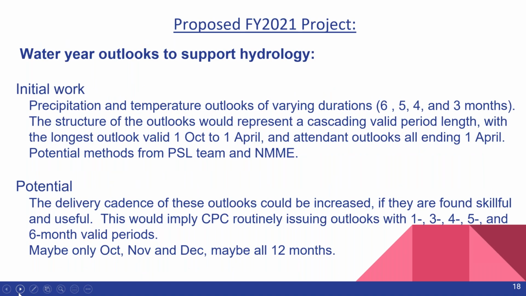And then we're also looking at doing water year outlooks, so forecasts that start on the 1st of October and go to the 1st of April. And then on the 1st of November, it would also go through the 1st of April or maybe the 1st of May. We're still working out some of these details. But essentially CPC right now, we do 3-month outlooks. We're potentially looking at doing 6-month, 5-month, 4-month, kind of a cascade of outlooks. Next slide. I think that's all I had.